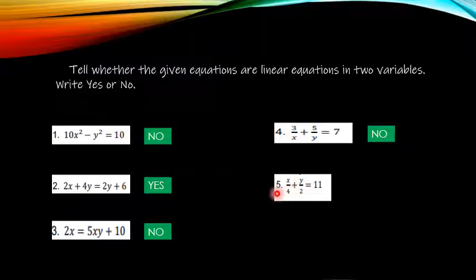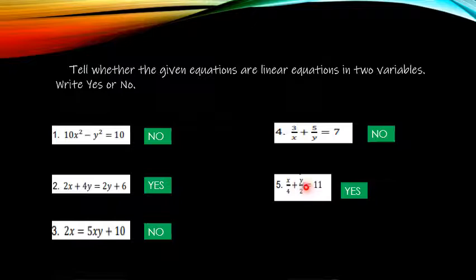Number 5, x over 4 plus y over 2 equals 11. The denominators are 4 and 2, so the LCD is 4. We multiply by 4 here, and we have the answer 44. So therefore, x and y are separated. So the answer is yes, because this is a linear equation.